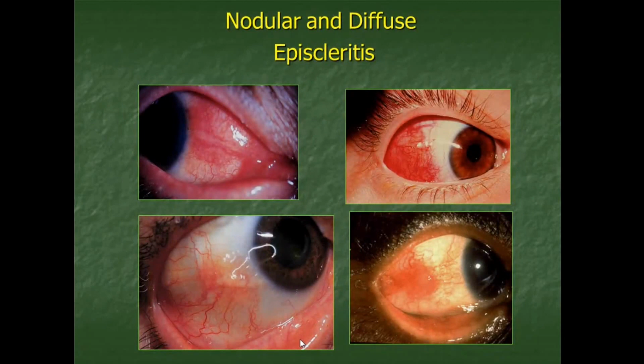Now, in this picture, you can see nodular episcleritis and diffuse episcleritis. No discharge, redness localized in a specific area, cornea is clear. In such cases, you can think about episcleritis.